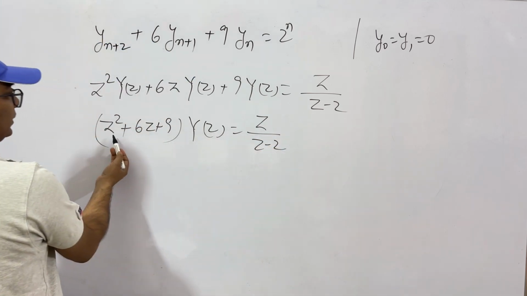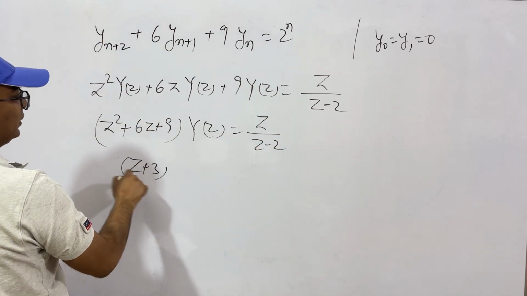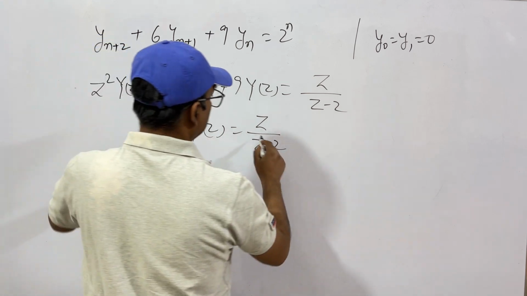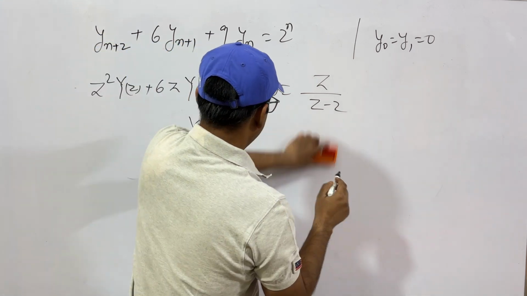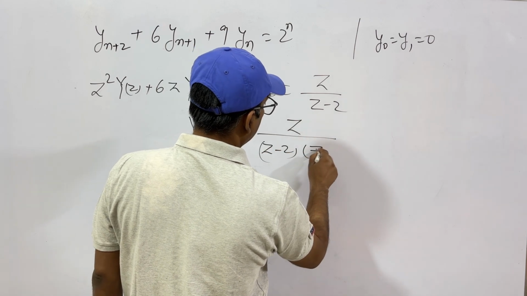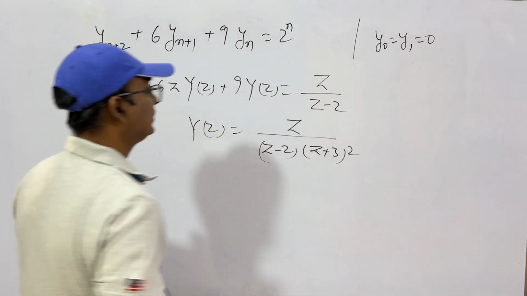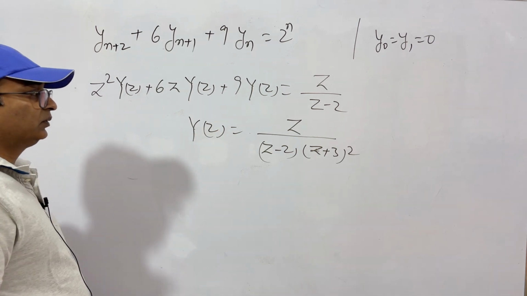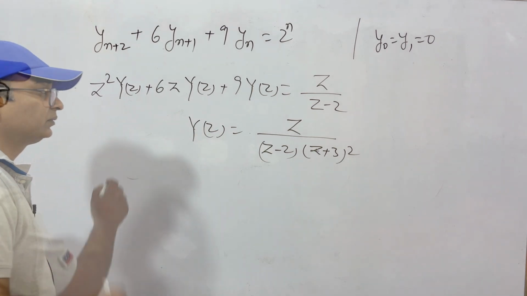Now if you see this, what is it? It is (z plus 3) square. So finally what you get is Y(z) is z by (z minus 2) into (z plus 3) square. Okay, now you can expand it. How to take partial fractions, you know, I'm directly writing the values.